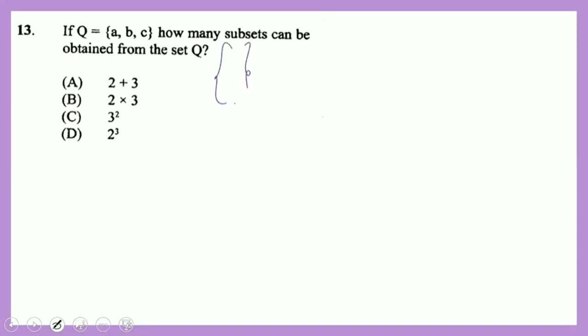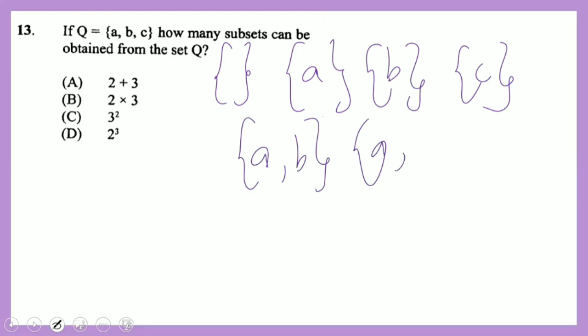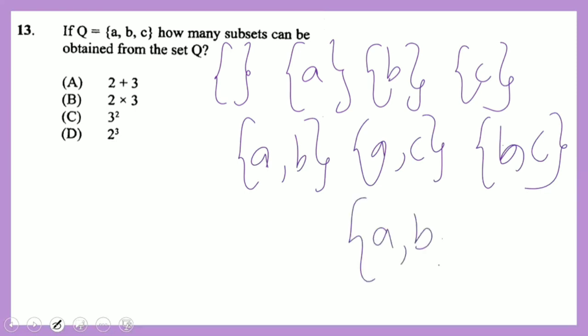We can have a null set from this set. We can have a set with just A, a set with just B, a set with just C, a set with A and B, A and C, B and C. And then of course we have the set with all the elements. How many subsets are present on our screen right now? We have 8 subsets that we can get from this set.